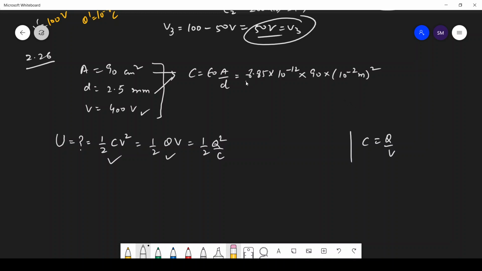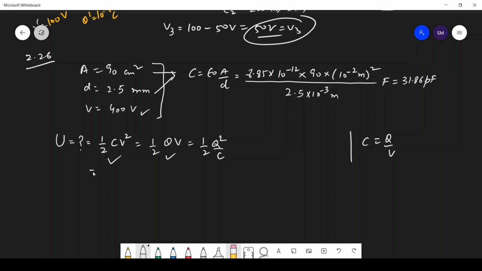Divided by the distance, that is 2.5 millimeters, so 2.5 into 10 raised to the minus 3 meters. And this comes out to be, the unit will be farad of course, 31.86 picofarad, 10 to the minus 12. Okay, so this is the capacitance.